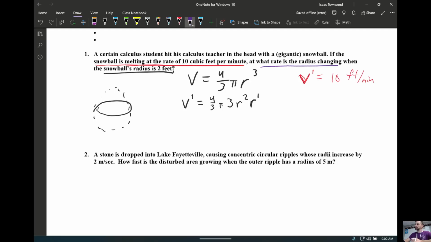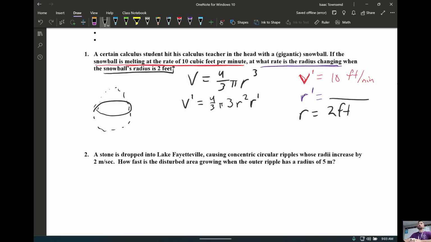And in purple, at what rate is the radius changing? So am I trying to find what r is? I'm not trying to find r. I'm trying to find r prime because I want to know the rate of the radius. And the rate of the radius changes at different times. If the snowball is really big, the radius is probably shrinking much quicker. If the snowball's super small, then it's probably not shrinking much anymore. But specifically when r is 2 feet.